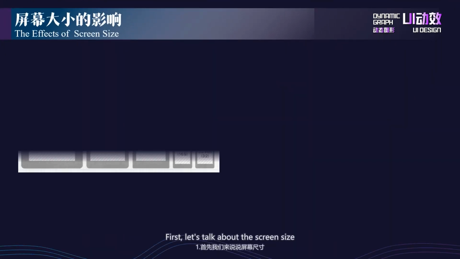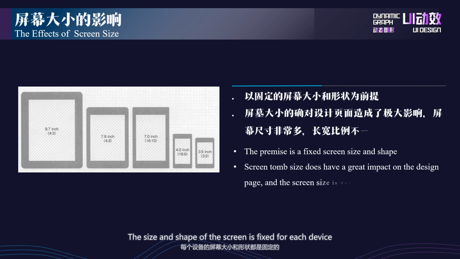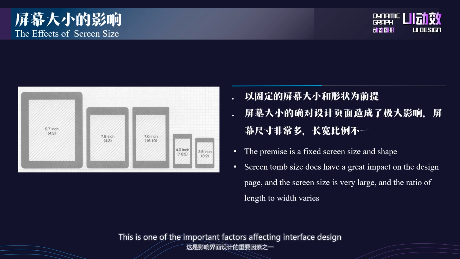First, let's talk about the screen size. The size and shape of the screen is fixed for each device. This is one of the important factors affecting interface design. Computers allow users to adjust the size and shape of the browser on the screen. However, almost all devices other than computers require full-screen browsing for web pages. What impact does this fixed page size and shape have on interface design?